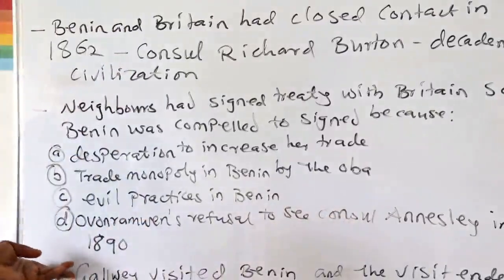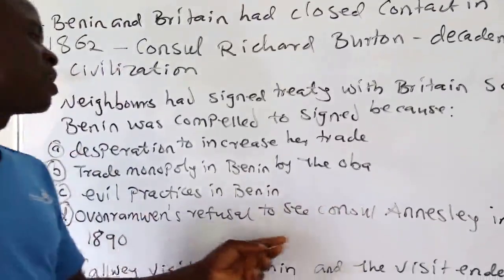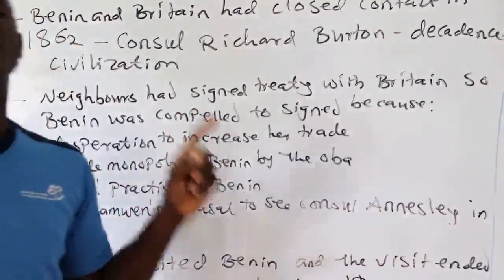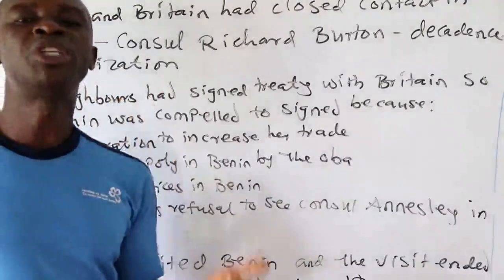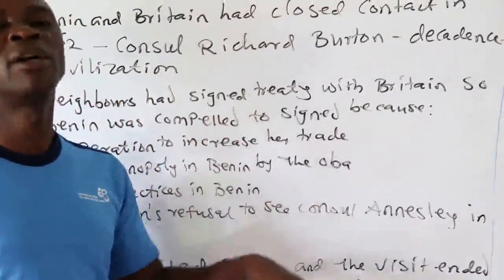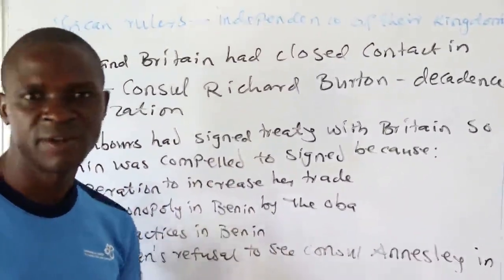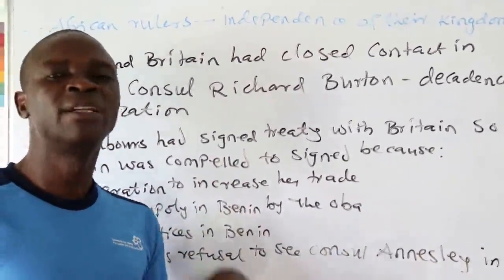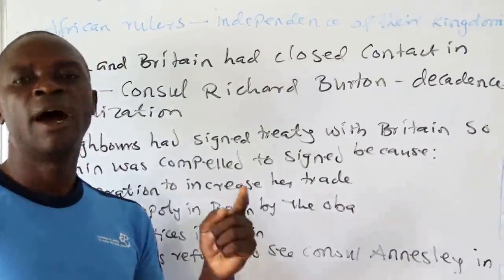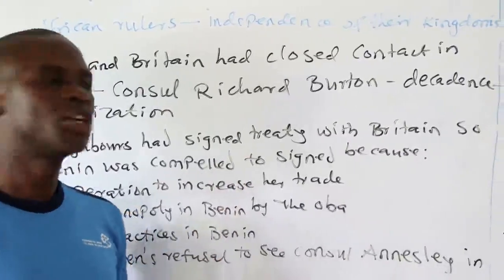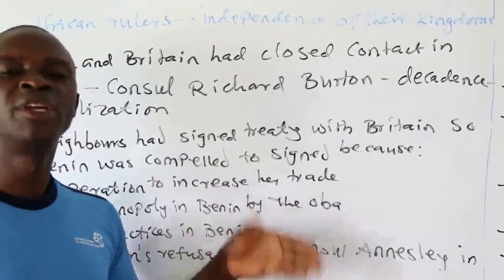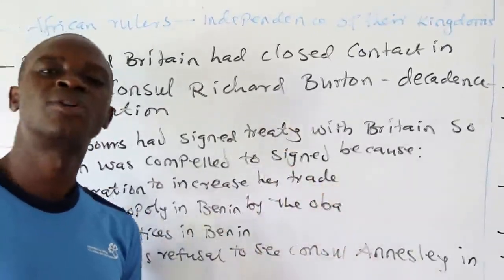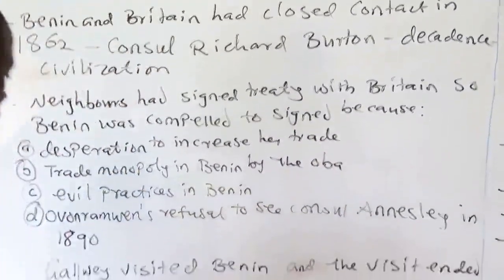Then the last but not the least was Ovaronwen's refusal to see Consul Annesley in the year 1890 when he visited the kingdom. To the British, the refusal of the Oba to welcome their own representative in his own kingdom was a slap to their face, and they were not ready to accept such disgrace from an African kingdom. So they had to compel Benin to sign the treaty. Then eventually they would take over the control of the kingdom.